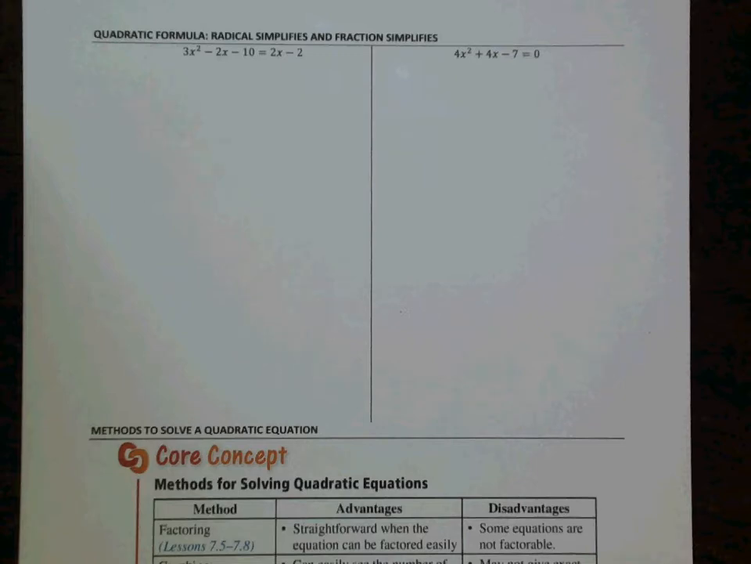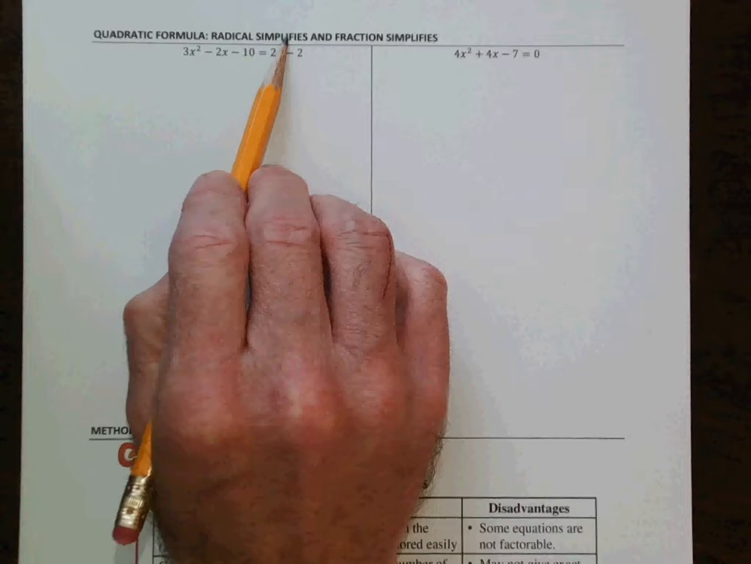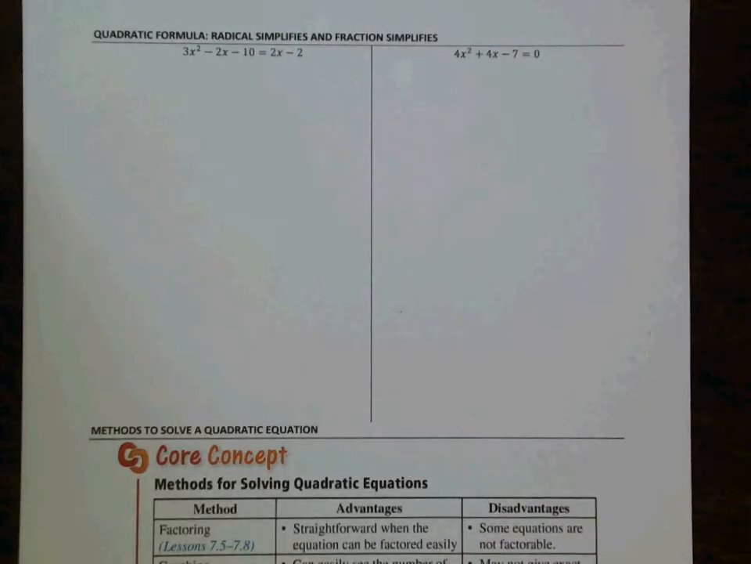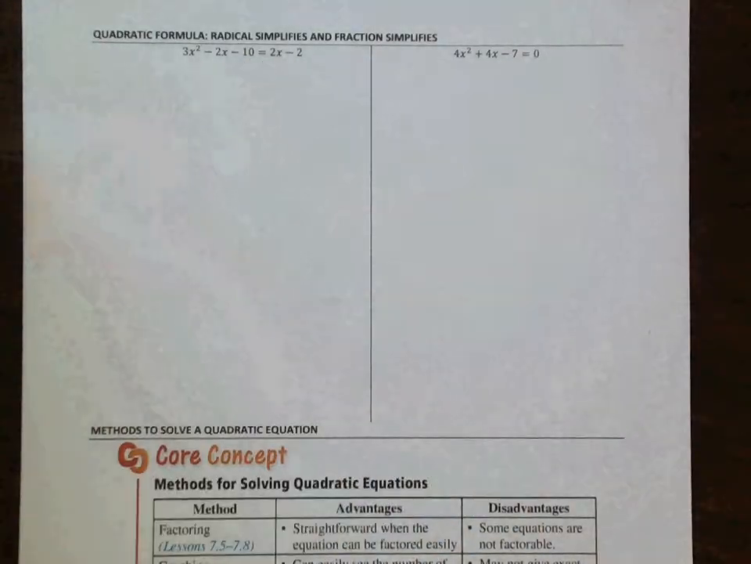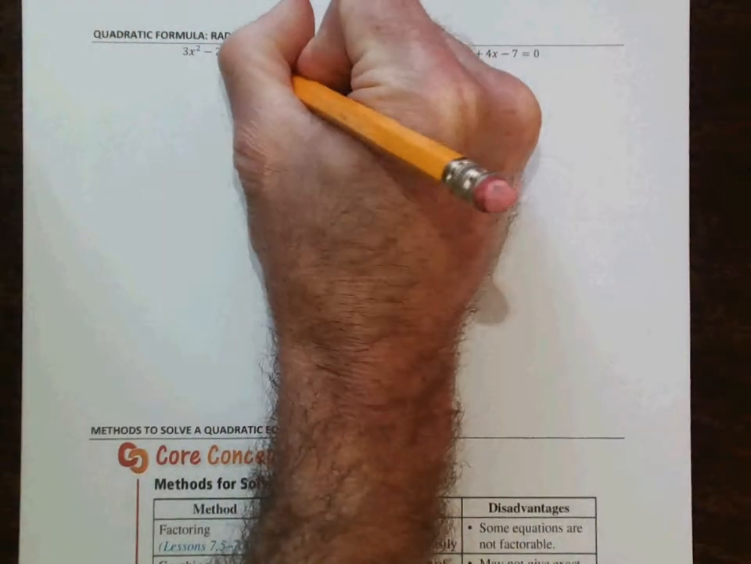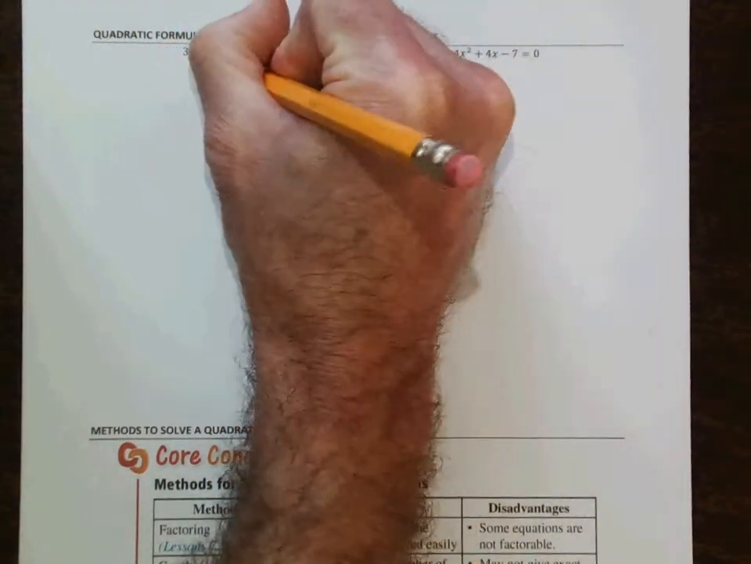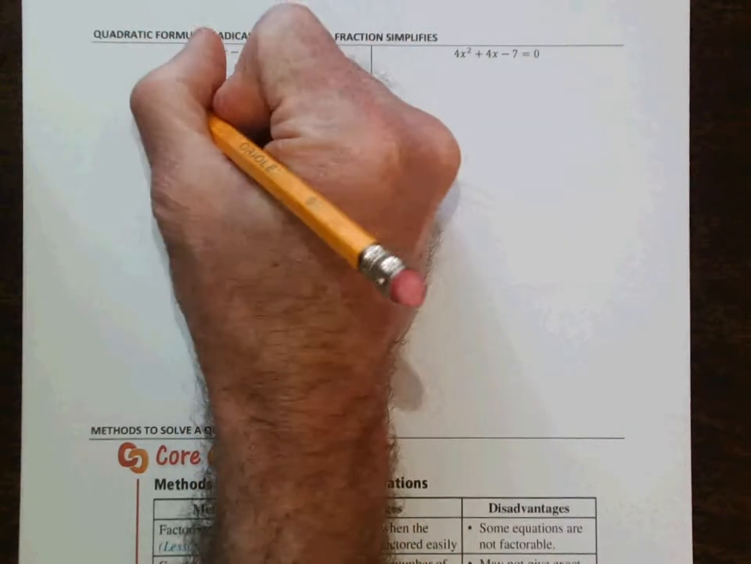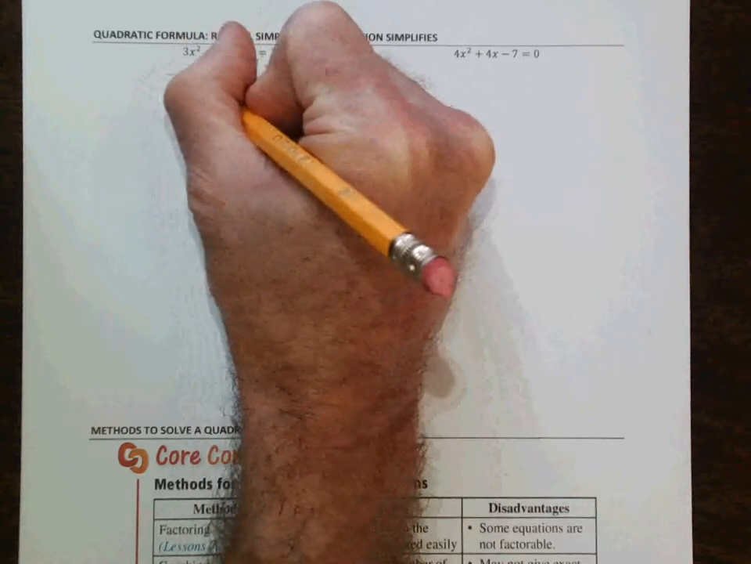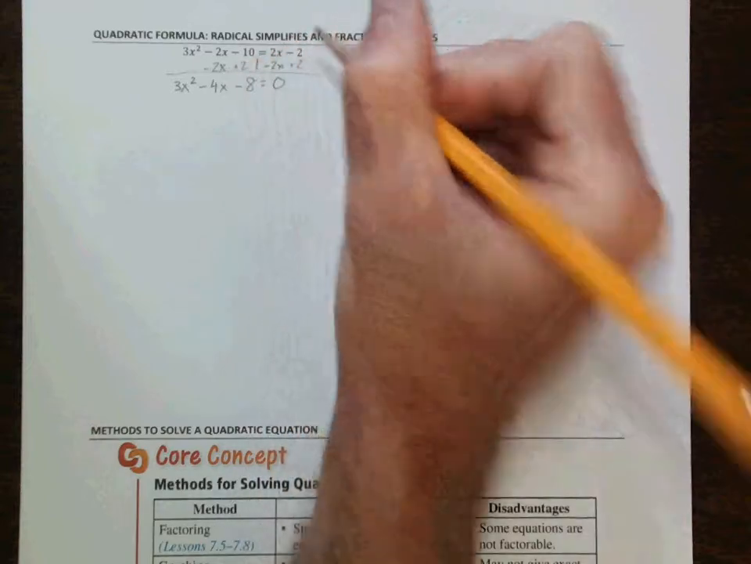Welcome back. So these next two examples are going to have the radical simplify, but then the fraction as a whole simplifies. On this first problem, it is not in standard form, it doesn't equal 0, so I'm going to have to subtract 2x from both sides and add 2 to both sides. And I'm showing it just because of the minus 2x part, so that you see this is 3x squared minus 4x minus 8 is equal to 0.